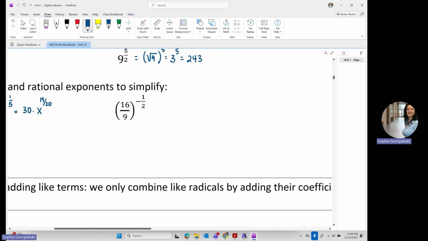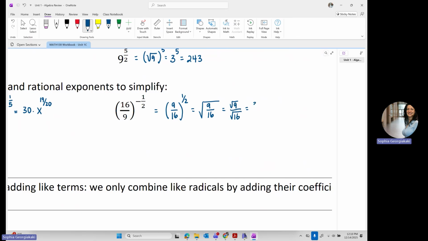When you have a fraction that is raised to a negative power, then that will be the fraction in the denominator. A fraction in the denominator is the reciprocal of the fraction. So actually 16/9 to the negative 1/2 is 9/16 to the positive 1/2. I just wrote the reciprocal fraction. The exponent 1/2 is a square root, 9/16, and the square root of 9 is 3, and the square root of 16 is 4. So my answer here will be 3/4.